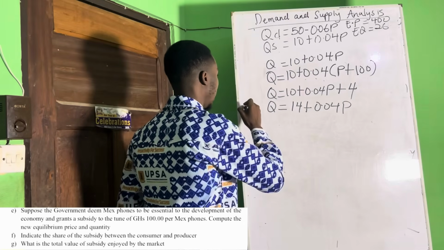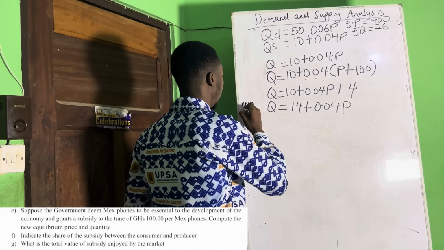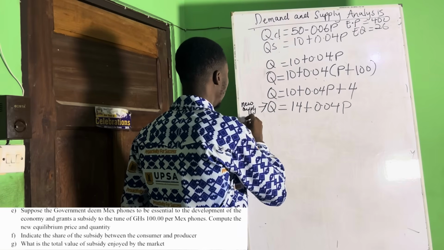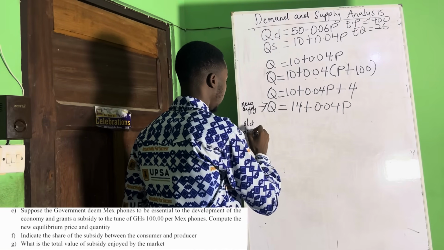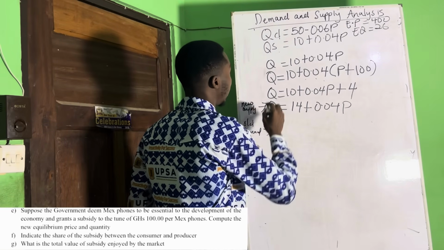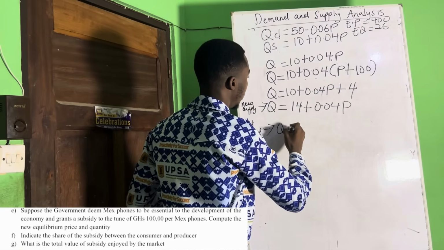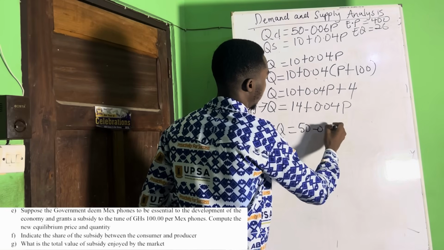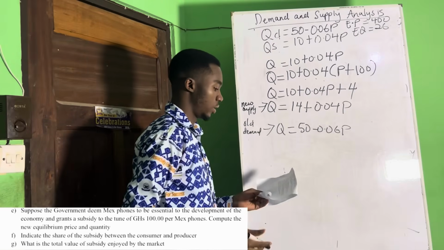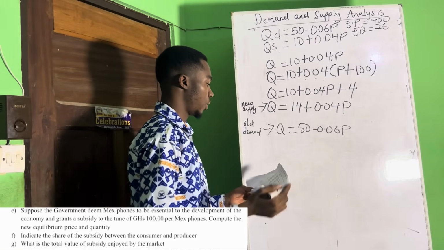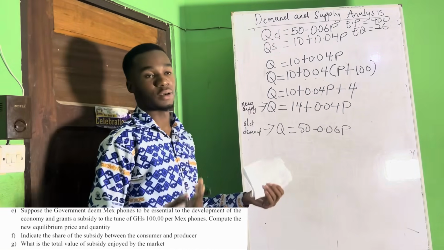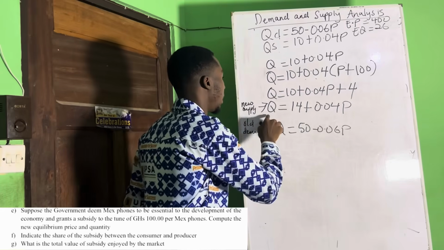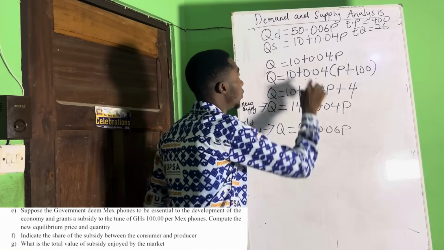So this is the new supply. Then now the old demand function. We are getting our Q to be equal to 50 minus 0.06p. You can make it QD, but the question says compute the new equilibrium price and quantity. And I said that's equilibrium, quantity demanded is equal to quantity supplied. So you're going to get the same quantity. You get it? So now our new supply function, you're going to equate it to the old demand function.